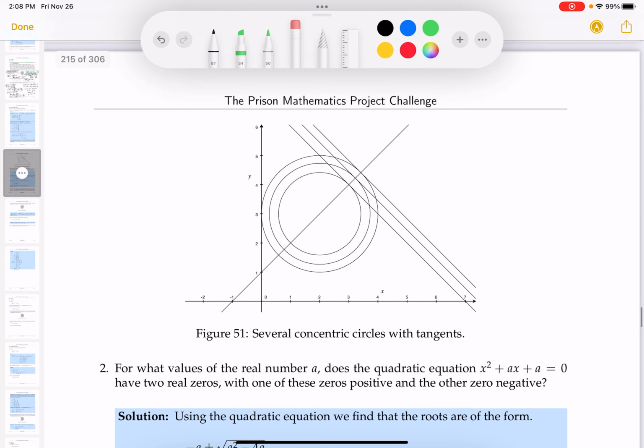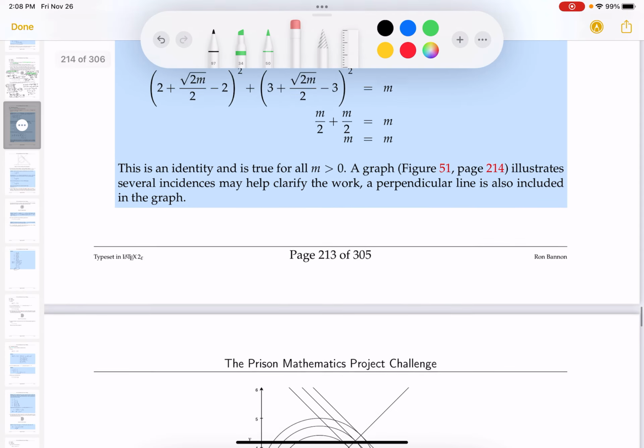I also give a helpful diagram over here about circles, where there's some center point and these tangent lines are moving out. There's a perpendicular as well. All right, so the graph might be helpful to look at.